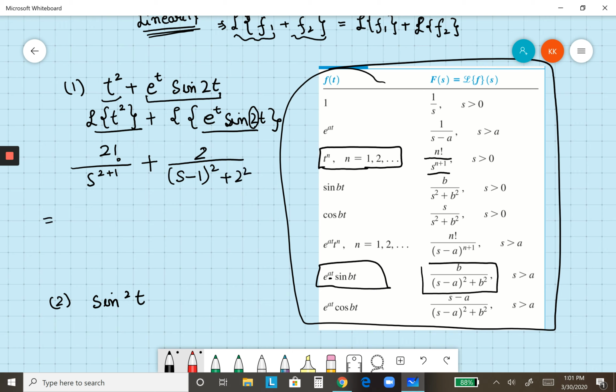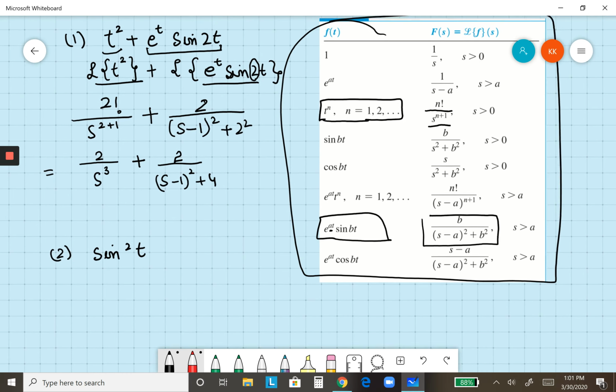So our final answer is 2 factorial, which is 2, over s raised to power 2 plus 1, which is 3, plus 2 over s minus 1 whole squared plus 4. This is our final answer.